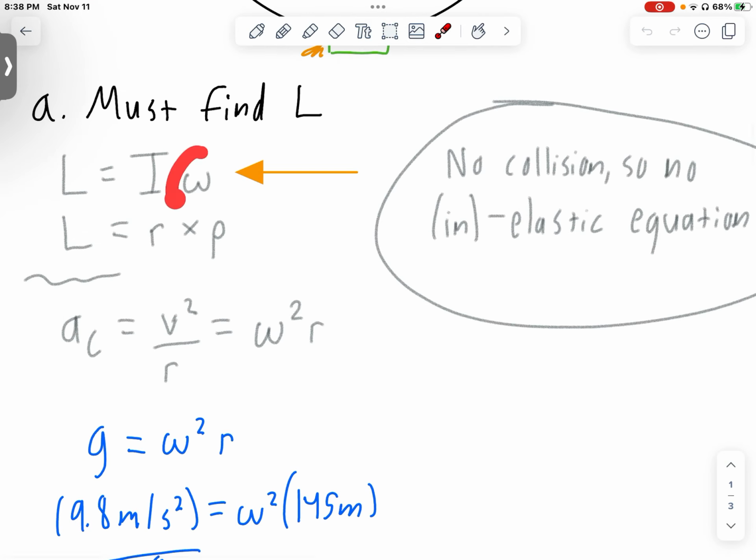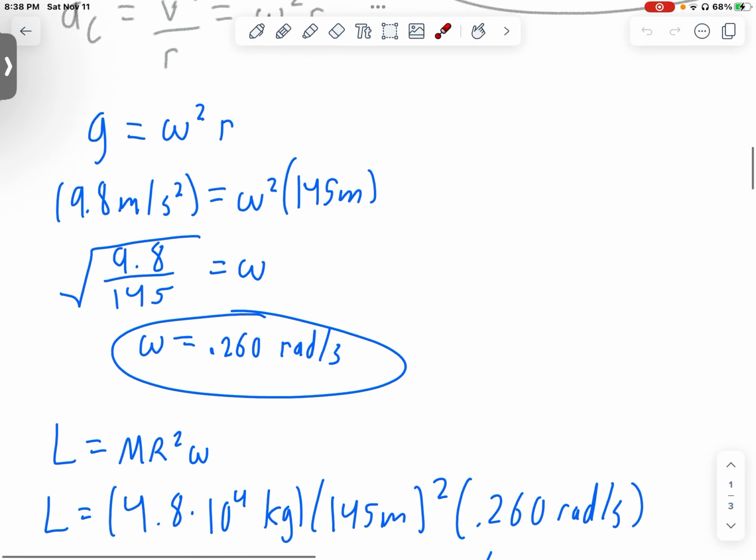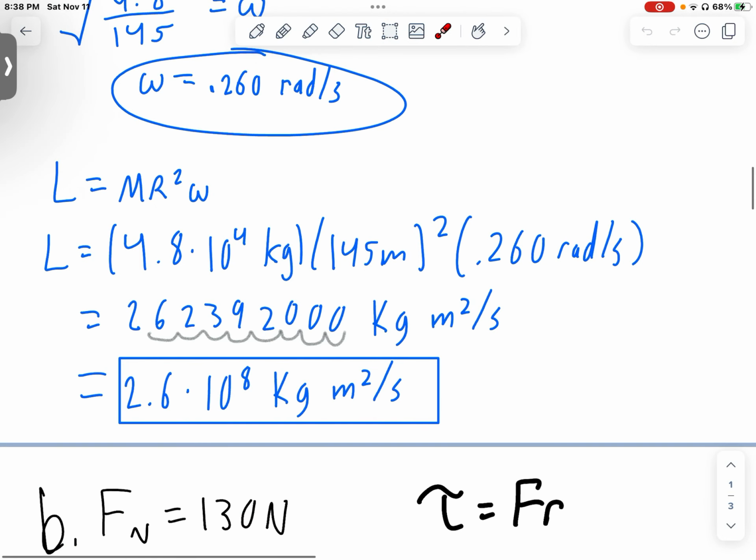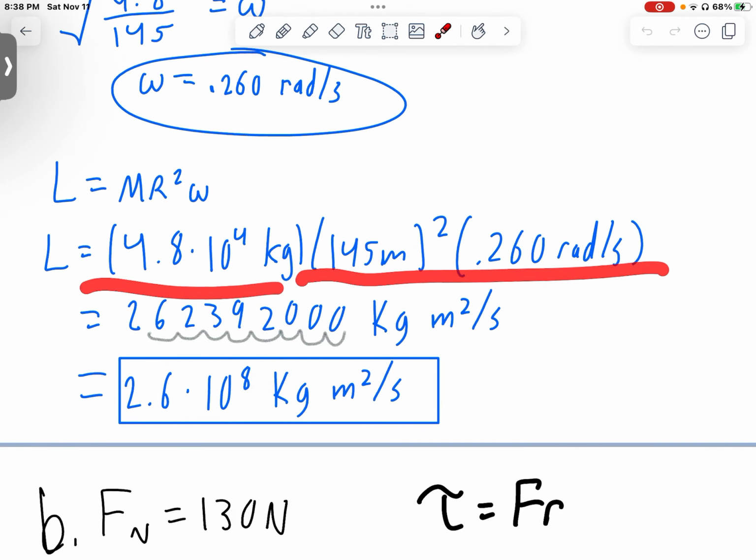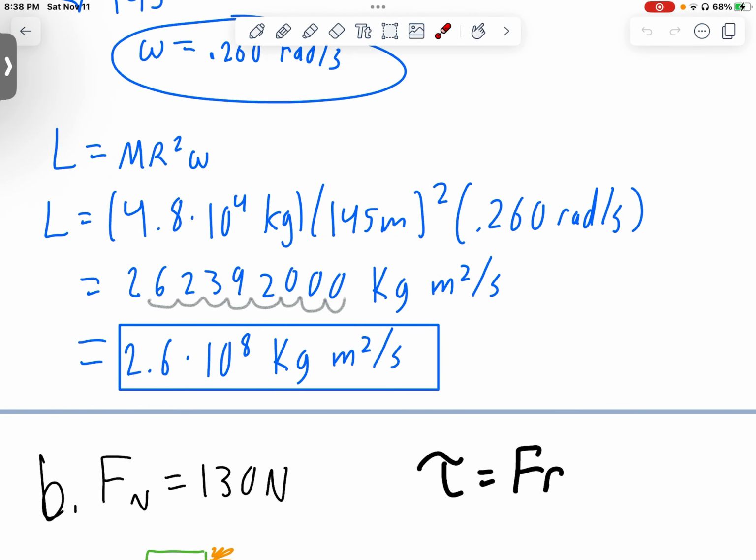So we now have our omega, and our moment of inertia we always had. Go ahead and plug in the values, and then get a real big number. So then you get 2.6 times 10 to the 8 kilogram meters squared per second, which is our angular momentum.